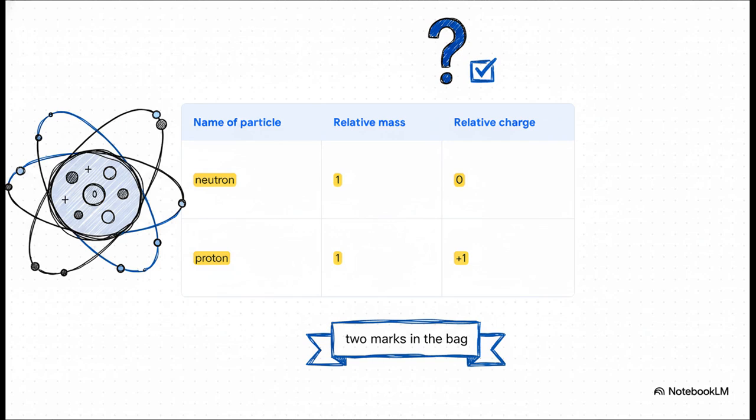Okay, here are the answers, straight from the official mark scheme. For the neutron, the relative mass is 1 and the charge is 0. And for the charge, you could also just write neutral. The examiners accept that too. Then, the particle with that +1 charge, that's our proton, which also has a relative mass of 1. You've got to have these facts down cold, and getting them right, that's 2 easy marks in the bag.